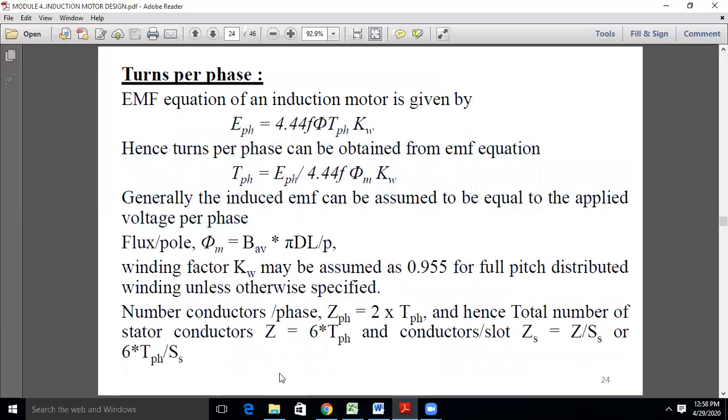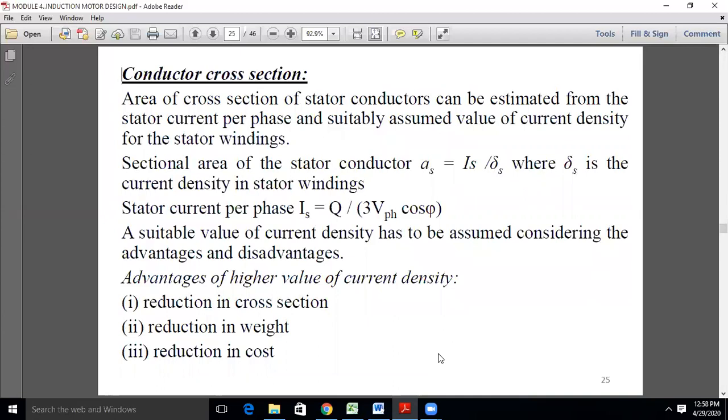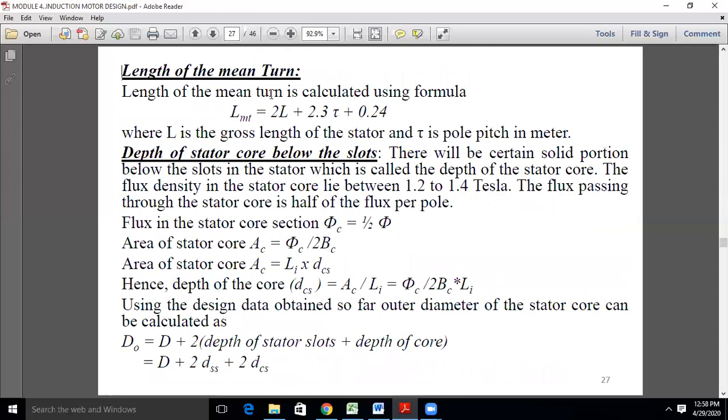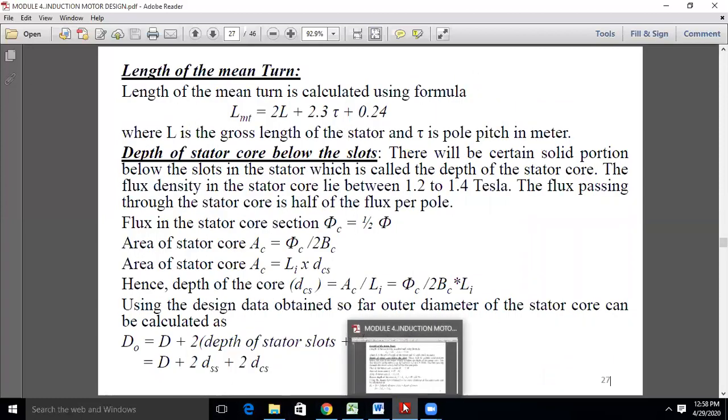And then we get the conductors per slot, that is Zs as Z divided by Ss, or 6 T phase per Ss. Also the conductor cross section area, that is As. So these all are the parameters we have seen in the last sessions. This is the length of mean turn, LMT, and the depth of the stator core below the slots. So this is the formula. Now we'll discuss some of the examples, and then we move towards rotor design.